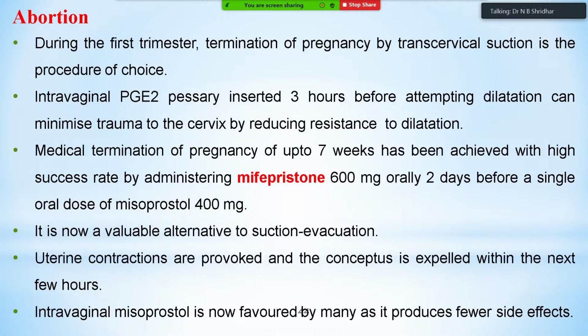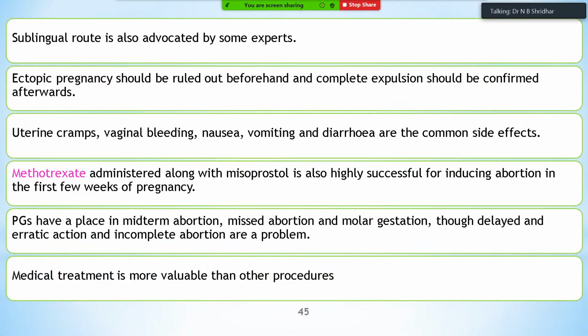So it's an alternative drug therapy for the manual procedure, and the uterine contractions are over and the concepts are explained within the next few hours. And intravaginal misoprostol is now favored by many as it produces fewer side effects. And the drug can be absorbed through the sublingual route, and ectopic pregnancy can be ruled out.